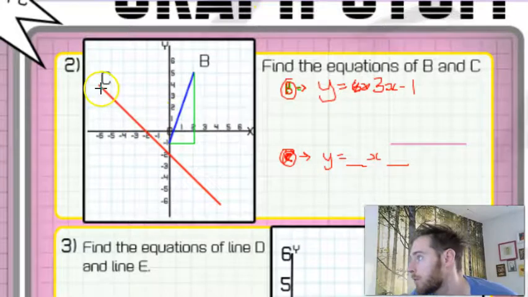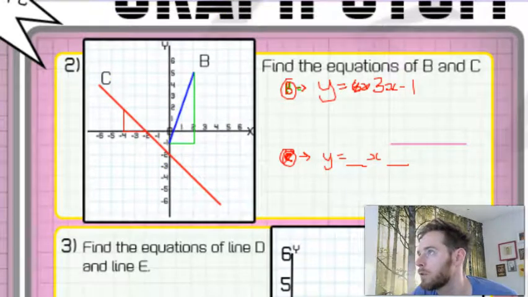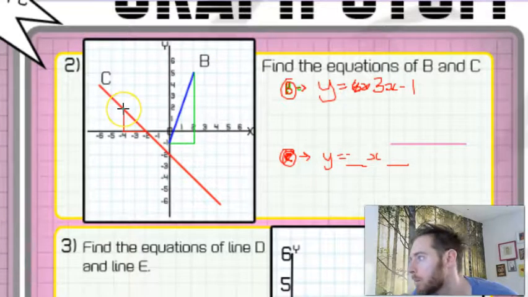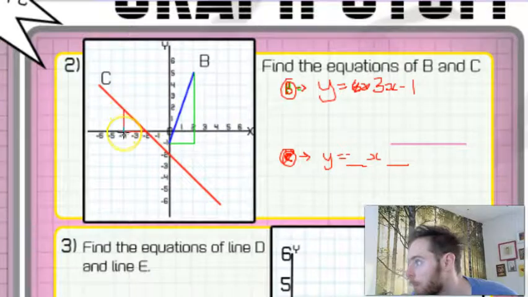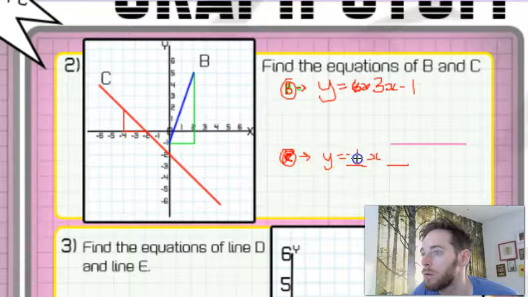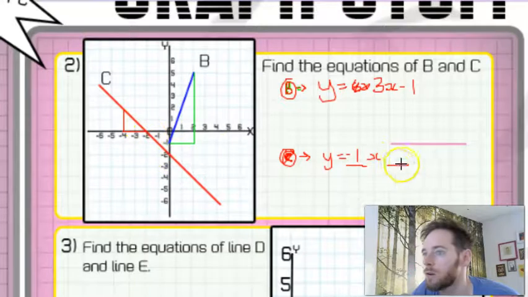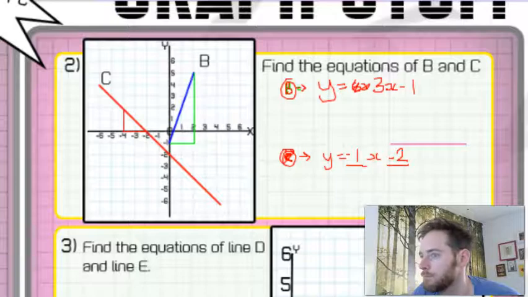So again, if we look at choosing any two coordinates here, let's just choose this one and this one. We know we've got a negative gradient going on, so we could just pop in the negative straight away. And that's going to be 2 divided by 2, which is 1. So y equals minus 1x. And then it goes through minus 2 on the y-axis. So there we go. There's that.